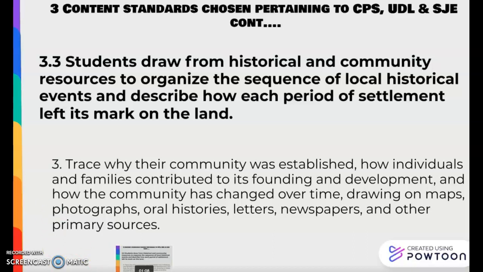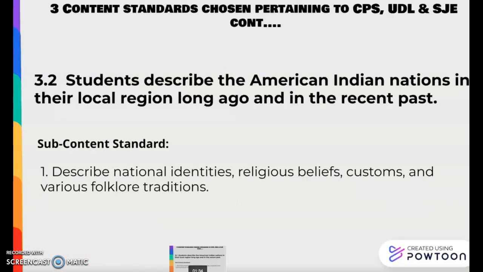And then this last standard that I chose to talk about was students describe the American Indian nations in their local region long ago and in the recent past. The subcontent standard is where students would describe national identities, religious beliefs, customs, and various folklore traditions. So this one I aimed more towards the indigenous communities that are often overlooked.